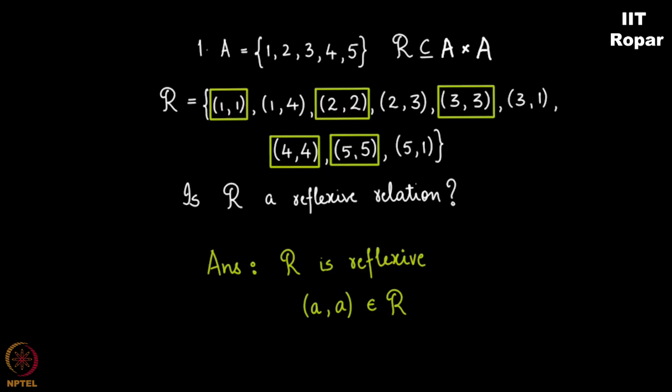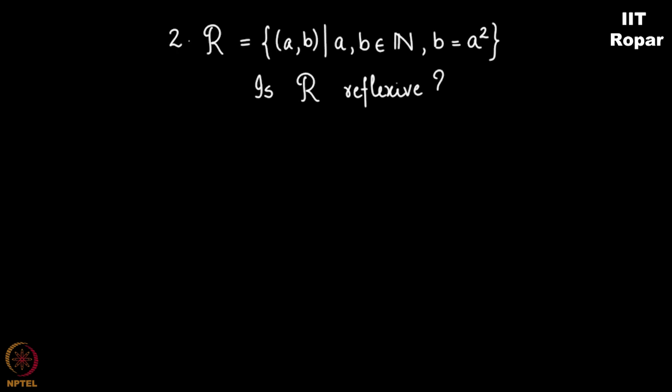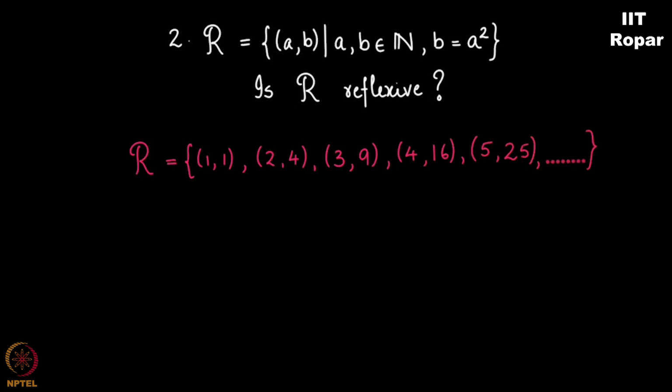Consider this relation as the set of all (a, b) such that a, b are natural numbers and b is equal to a square. So whenever I write (a, b), b will be a square. Is this relation reflexive? Let me just try enumerating R. So R will have the elements (1, 1). I'll start with 1, the first natural number. So (1, 1 square), which is (1, 1). And then I go to 2: (2, 4), then (3, 9), (4, 16), (5, 25) and so on.